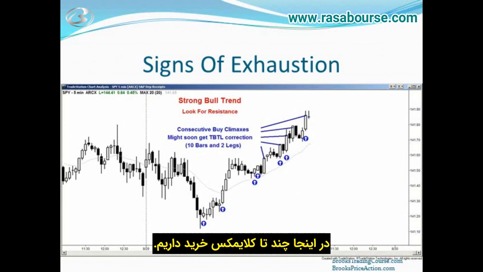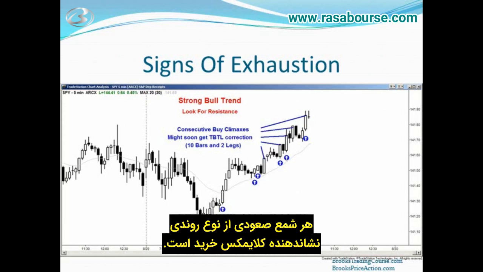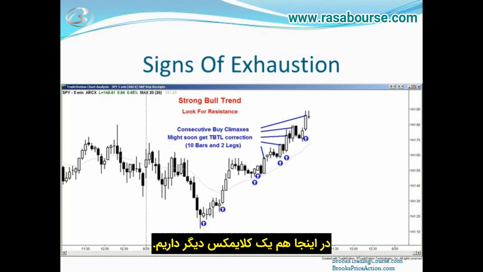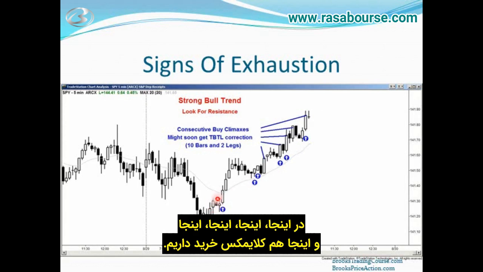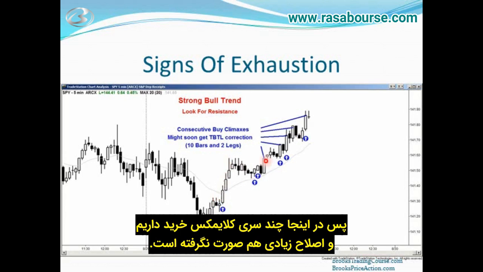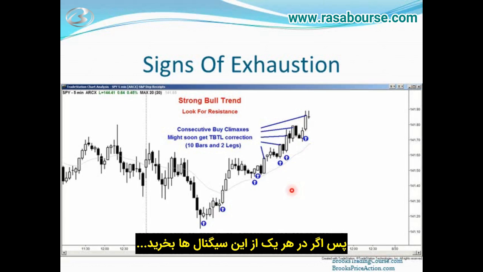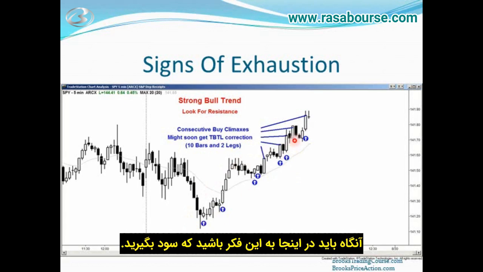In fact, we have consecutive buy climaxes. Every bull trend bar is a buy climax, right? So we have a climax here, we have a stronger one here, and then here, here, here, here, here. So we're starting to get a series of buy climaxes without much of a correction. At some point, we should get 10 bars, 2 legs sideways to down. So if you bought any of these signals, if you bought all of them, you should be thinking about the possibility of taking profits.